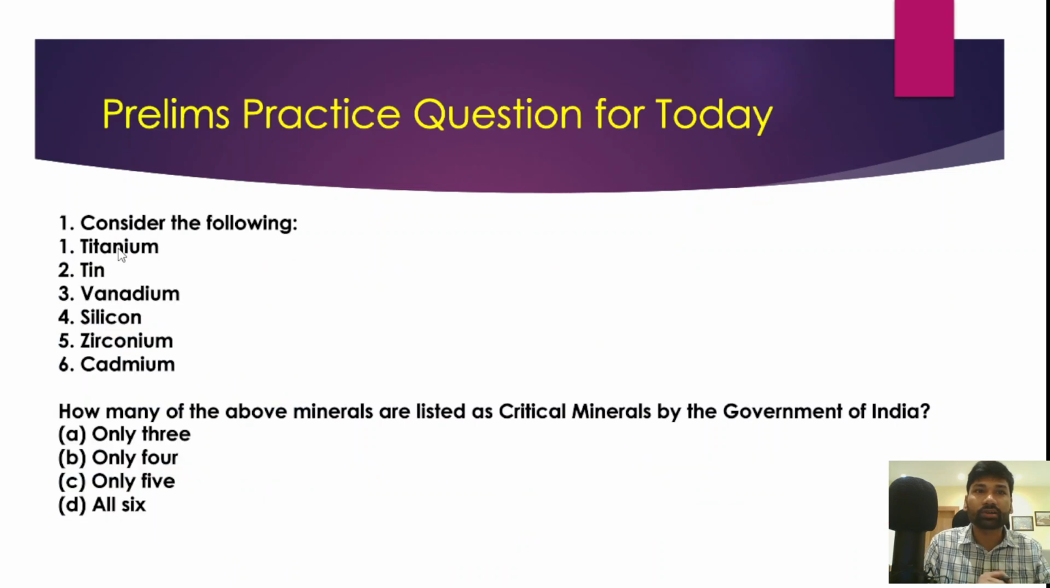Today I also have another prelims practice question. We discussed critical minerals a few days back, and I gave a list of critical minerals. Since there were such questions in UPSC prelims in previous years, I have given this question. The question is: consider the following minerals. Titanium, tin, vanadium, silicon, zirconium and cadmium. How many of the above minerals are listed as critical minerals by the government of India, right?